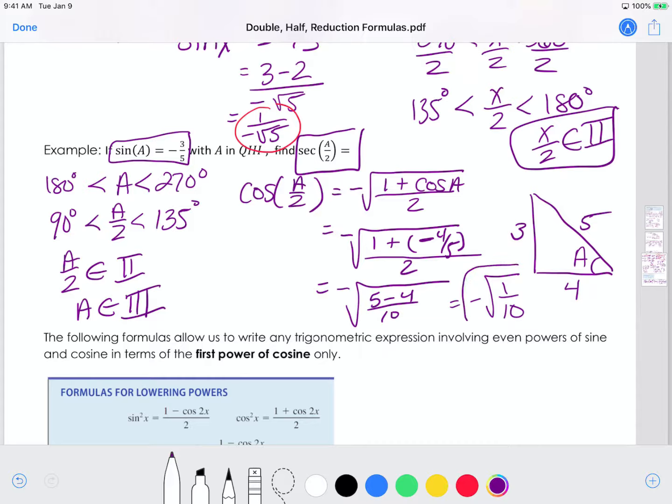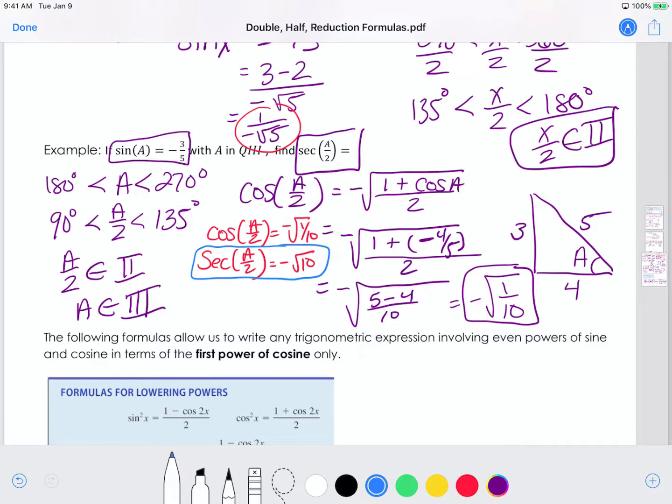Now this is the cosine of A over 2. Remember, we were trying to find the secant of A over 2. So I'm going to write down here, cosine of A over 2 is equal to negative square root of 1/10. So that means secant of A over 2 is equal to negative square root of 10, because I am going to take the reciprocal of negative square root of 1 over 10. So this is my final answer.